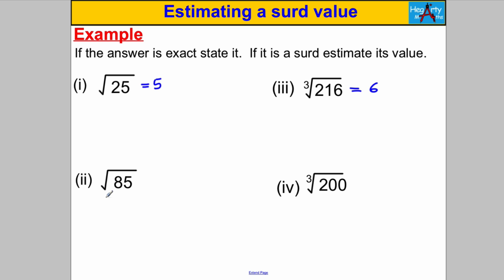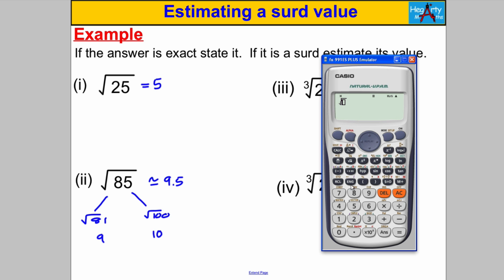The square root of 85, well what's that between? That's between the square root of 81 and the square root of 100. Now the square root of 81 is 9, the square root of 100 is 10. I'm going to guess using the approximate sign to be 9.5. Let's check on the calculator how close I am. Square root 85, 9.2, not too bad at all.